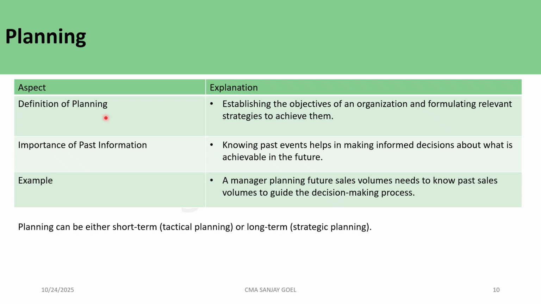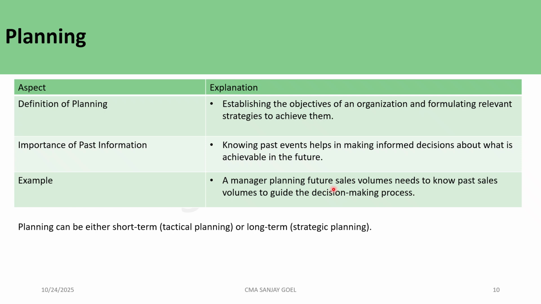What is planning? We will cover the definition of planning and the importance of past information with an example. So what is the definition? Setting the objective of an organization and formulating the relevant strategy to achieve them. Importance of past information: on that information we can take the decision on what is achievable in the future.